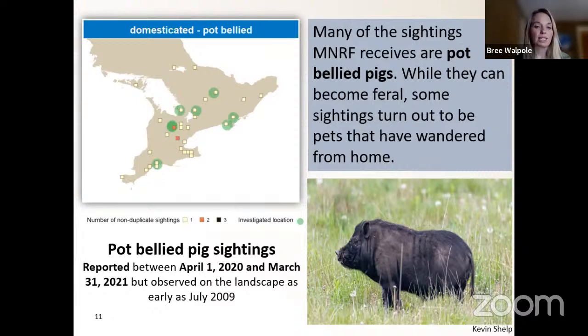Something else that's really interesting that ministry staff have discovered is that when these reports are submitted to the ministry, potbelly pigs often tend to be mistakenly identified as Eurasian wild boar. This is a good example in this image, where if you imagine seeing this pig out in a distant field, it's a dark pig, it's hairy, it has a straight tail. So this one could easily be reported to the ministry as a Eurasian wild boar instead of a potbelly pig. And again, potbelly pigs tend to be recaptured by their owner, or sometimes they can also find their way home again.